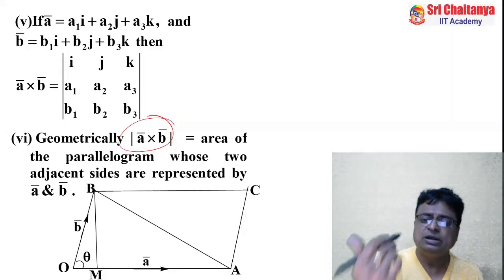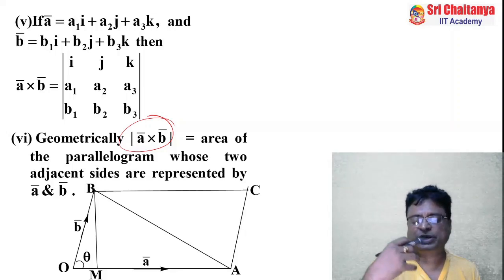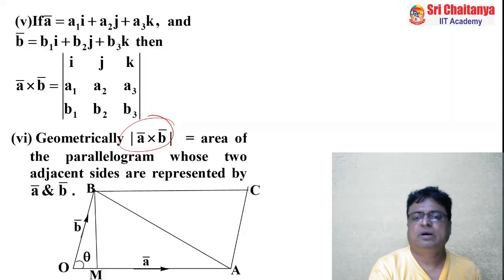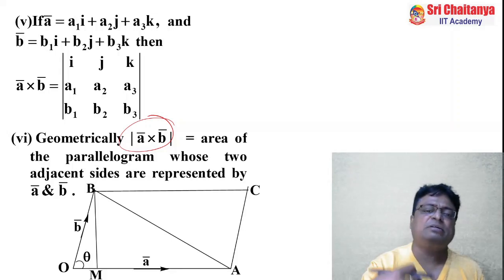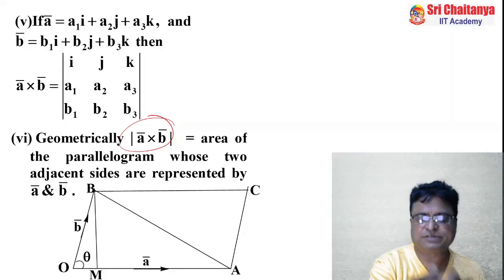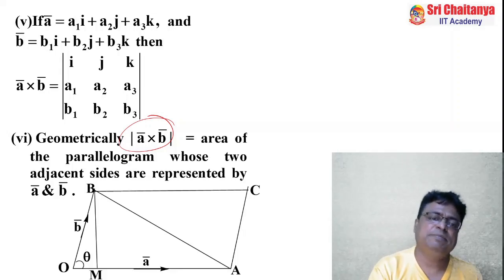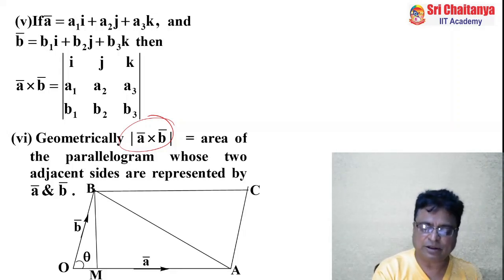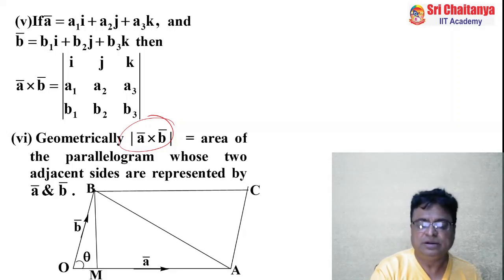What is the geometrical meaning of the dot product? It is the projection of a vector on a unit vector, the product of the first vector and the projection of the first vector on the second vector. We discussed that in the previous lesson also. So the vector product means it is an area.